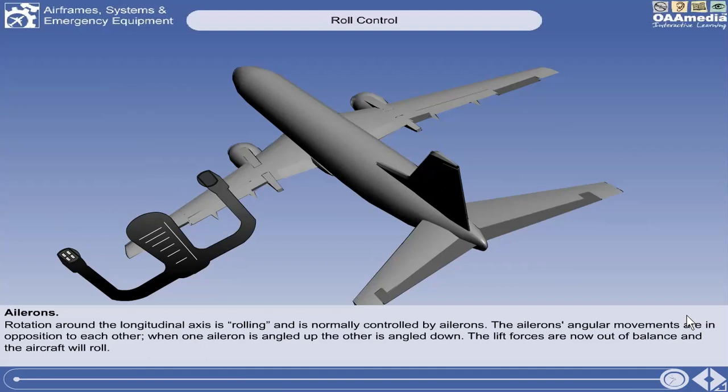Almost the same lang din sa sasakyan, pero ang difference kasi ng sasakyan parang yawing yun. Okay? Pero dito kasi it provides rolling movement dun sa aeroplano or around the longitudinal axis. Around or about the longitudinal axis.